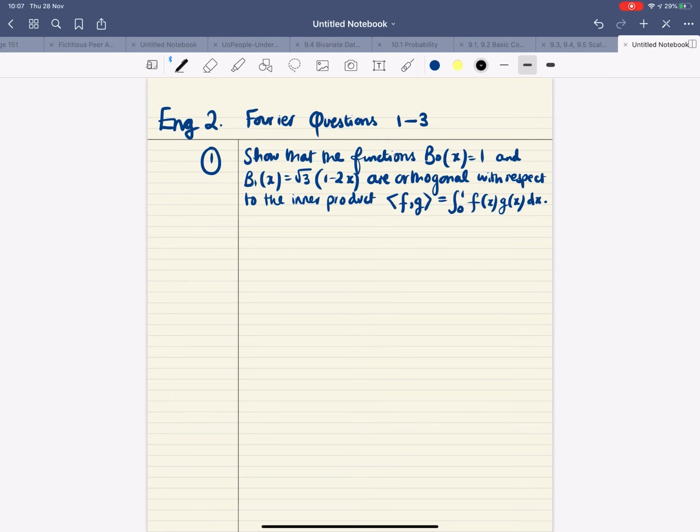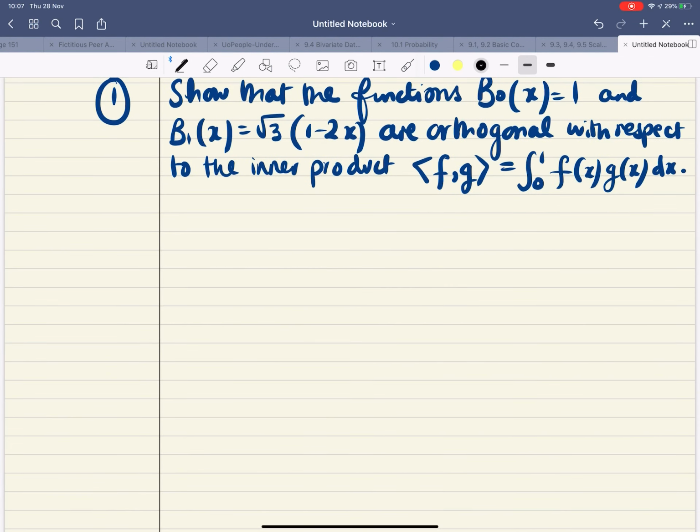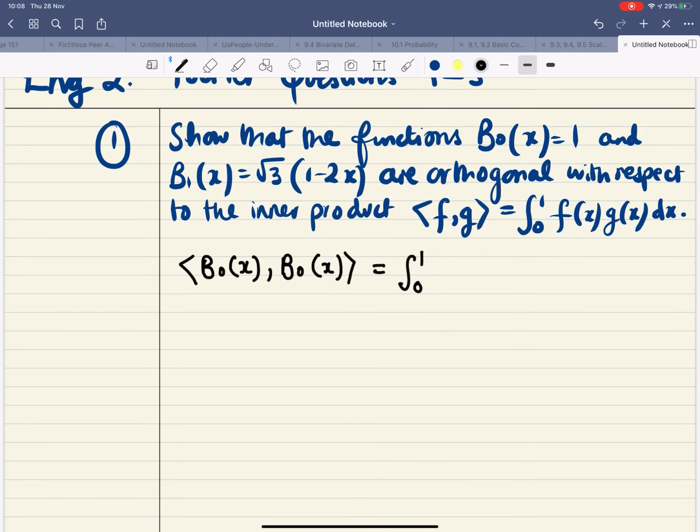So what we need to do is, first of all, the inner product of b naught of x with itself, and check that each one equals 1 when it's the inner product with itself. And then when we do them with each other, we've got to check that it equals 0. So this is going to be the integral from 0 to 1 of b naught, which is 1 times 1 dx. So it's the integral from 0 to 1 dx.